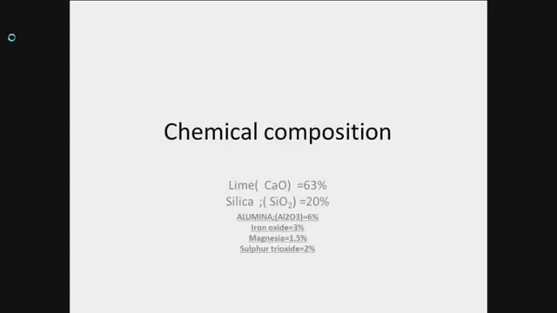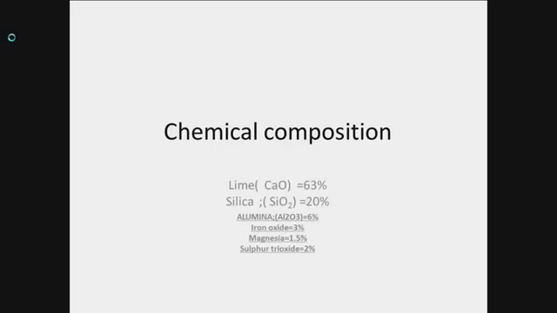The percentage of these chemical elements is like this: lime is present around 63%, which in general is present from 60 to 67%, because the percentage shown here is only the average content. Then if we talk about silica, it is 18 to 25%, the average percentage composition being 20%. Then we have alumina, which is 6%, and it ranges from 3 to 8% basically.